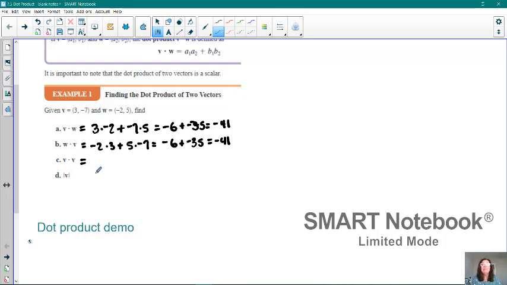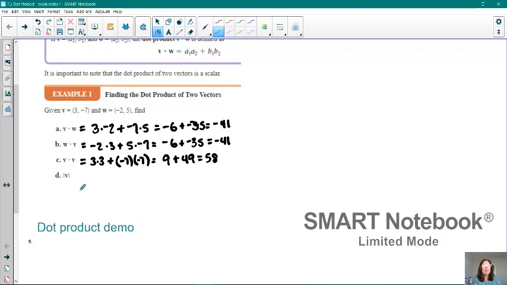Now we're asked to find v dot v. Alright, so we say vector v's horizontal component times vector v's horizontal component plus vector v's vertical component times vector v's vertical component. That gives us 9 plus 49, which is equal to 58.